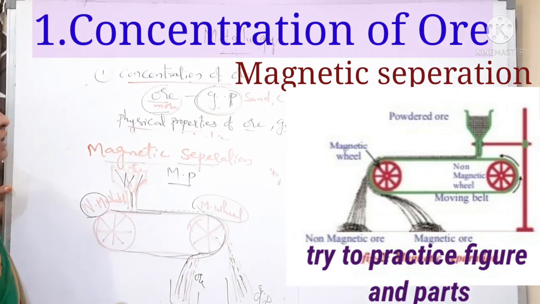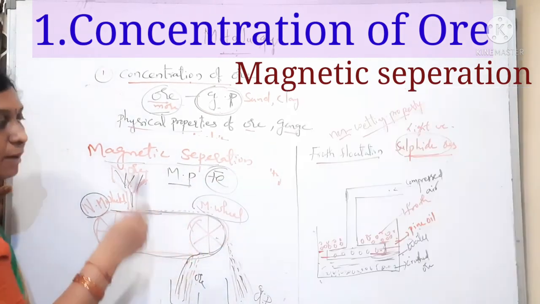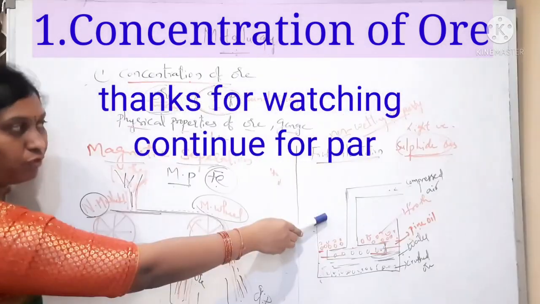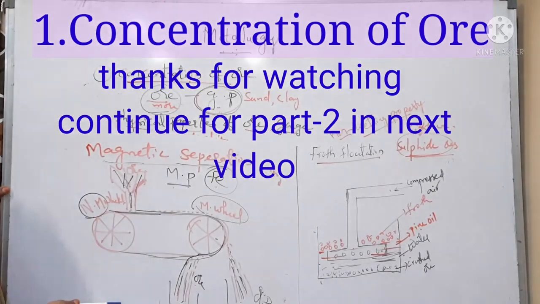And this process is mainly used for iron ores like hematite and magnetite, because iron has a magnetic nature. For sulfide ores, we'll go for the froth flotation process, and for iron ores, we'll go for the magnetic separation process.